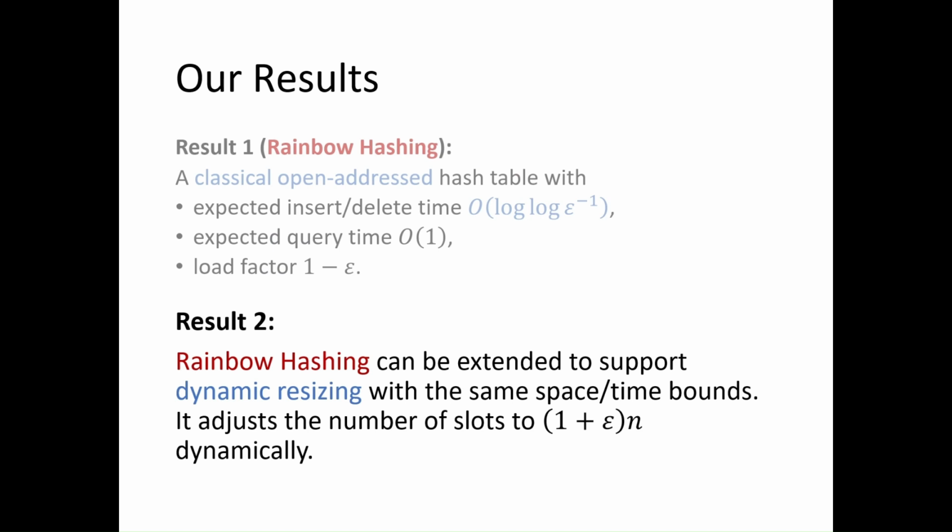Our second result extends the construction of the hash table to support dynamic resizing, which means that when we insert keys to the hash table or delete keys from it, we change the number of keys, and then the hash table will dynamically adjust the size of the array, either extending it or shrinking it, to keep the invariant that the load factor always equals 1 minus epsilon. This additional feature does not change the space and time guarantees of our hash table.